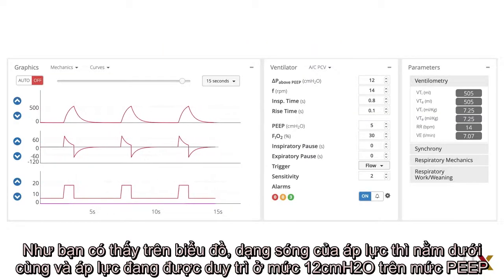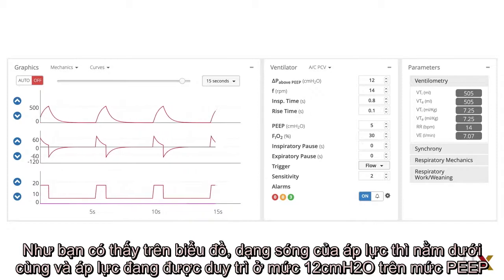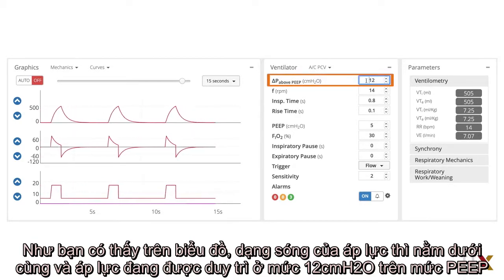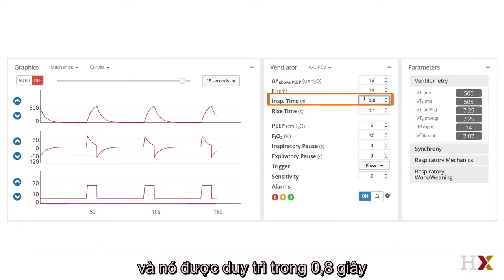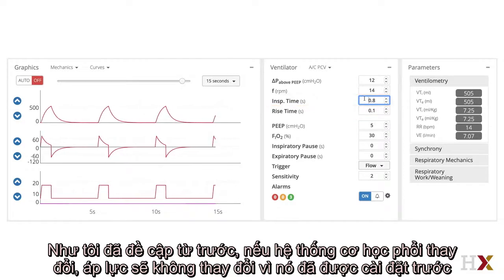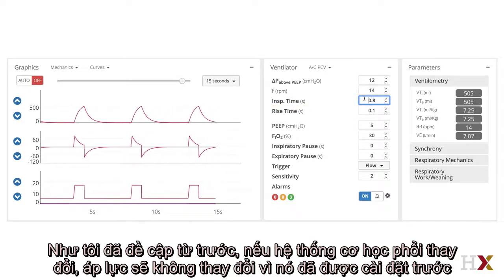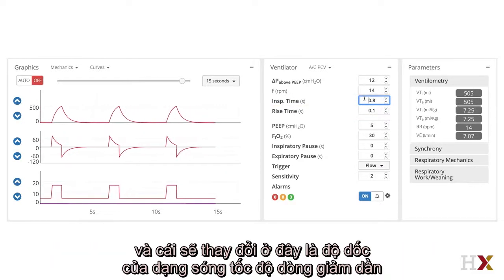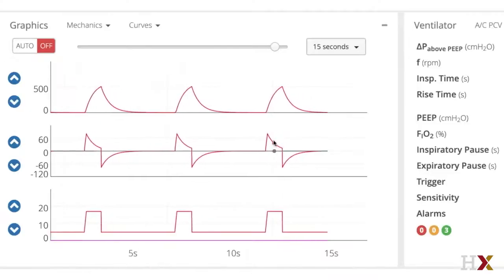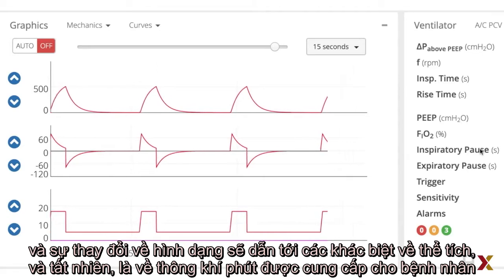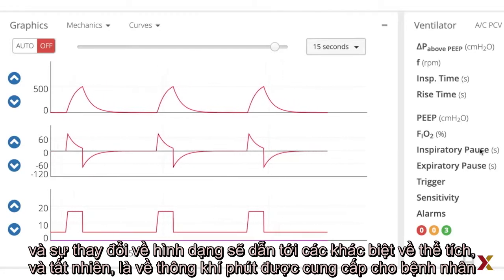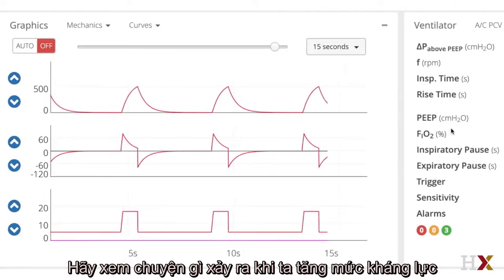As you can see in the graphics, the pressure waveform is at the bottom, and the pressure is being maintained at a setting of 12 centimeters of water above PEEP, and it's being maintained there for 0.8 seconds. As I mentioned before, if the respiratory system mechanics change, the pressure will not change because it is set, and what will change is the slope of the decelerating flow here. And changes in this shape will result in differences in volume and of course minute ventilation delivered to the patient. Let's see what happens when we increase resistance.